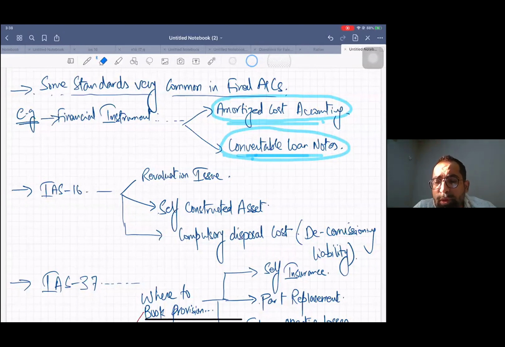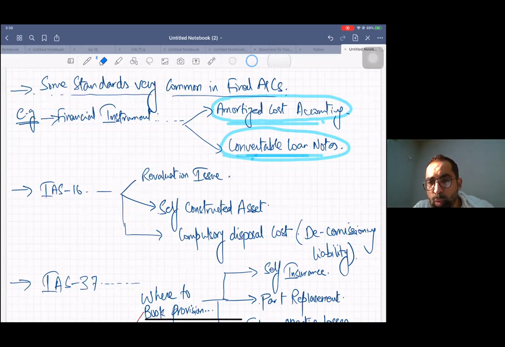I hope you remember that fair value through PNL is the default category. That means if the examiner is silent, you always classify the investment in fair value through PNL. In fair value through PNL, the investment is carried at fair value with all changes in fair value taken to PNL, including the transaction cost.